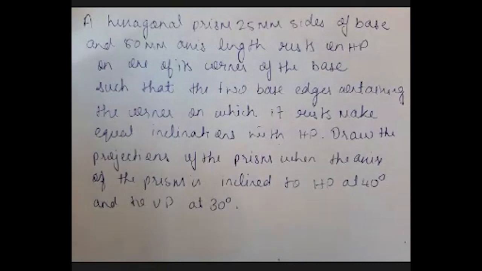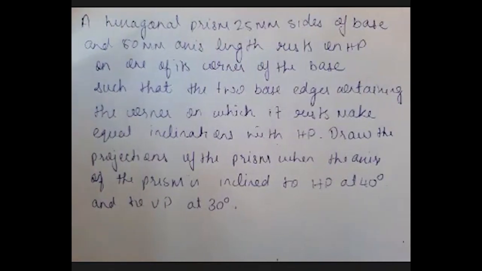A hexagonal prism, 25 sides of base and 50 axis length, rests on HP on one of its corners of the base such that the two base edges containing the corner on which it rests make equal inclinations with HP. Draw the projections of the prism when the axis of the prism is inclined to HP at 40 degrees and to VP at 30 degrees.